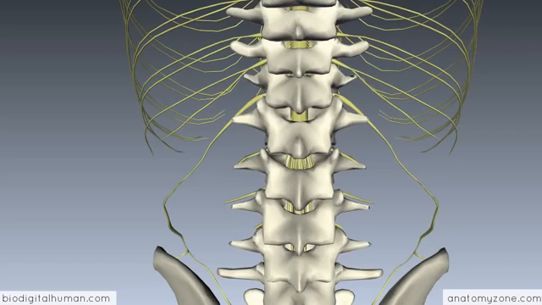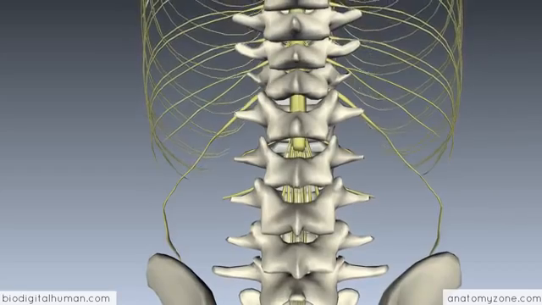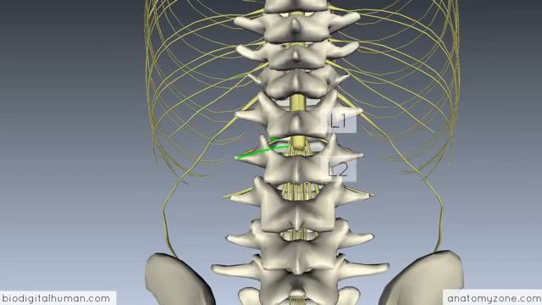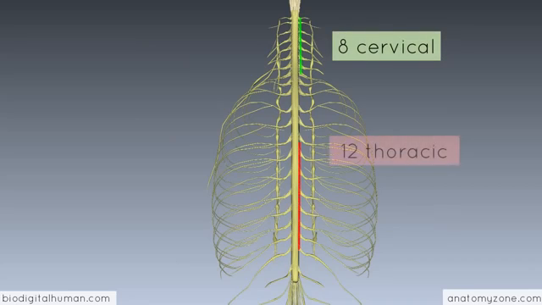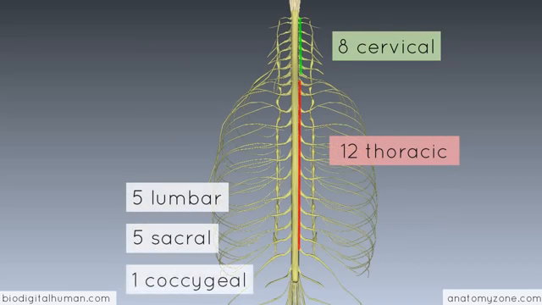I've just zoomed into the lumbar region of the vertebral column, and if I rotate the model round slightly, you can see the distal end of the spinal cord terminating at this level between vertebra L1 and L2. The spinal cord is essentially a segmental structure, consisting of 31 segments. You've got 8 cervical, 12 thoracic, 5 lumbar, 5 sacral and 1 coccygeal segment.